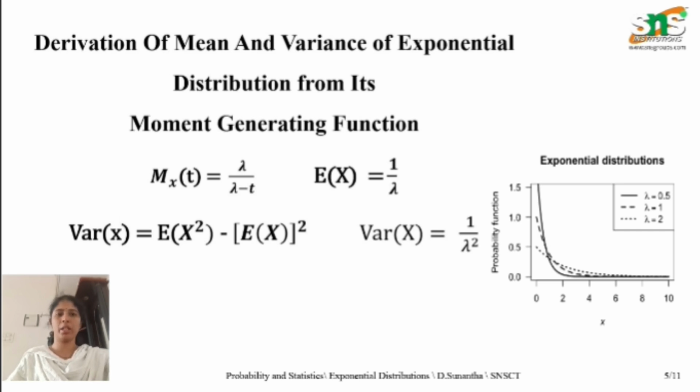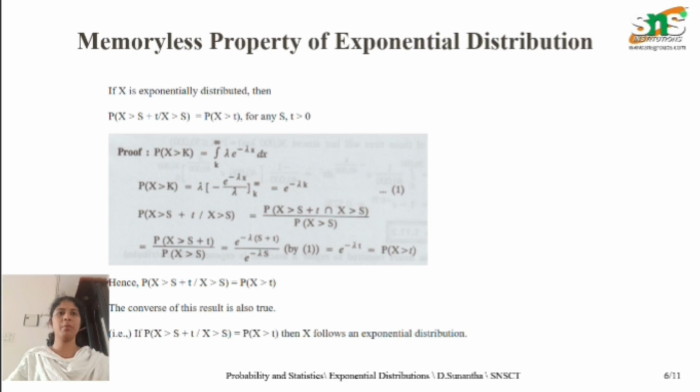Here is the exponential curve, and here is the memoryless property. This is one of the important characteristics of the exponential distribution. This means that the probability of an event occurring in the future depends only on the future interval and not on the time already passed. For example, if a machine has already worked for some years, that doesn't mean the probability of failure in the next period depends on the past; it depends only on the upcoming period. This property makes the exponential distribution useful in reliability studies.